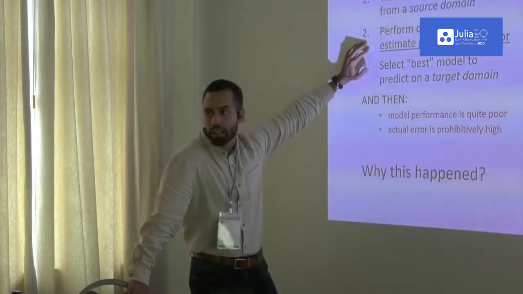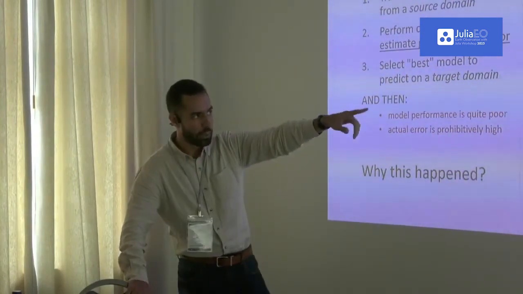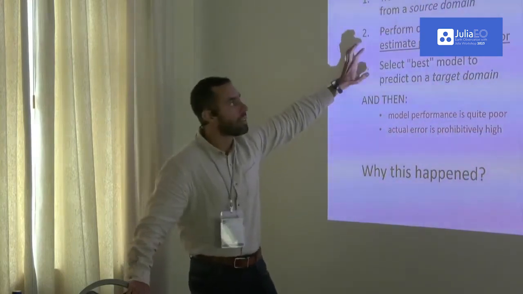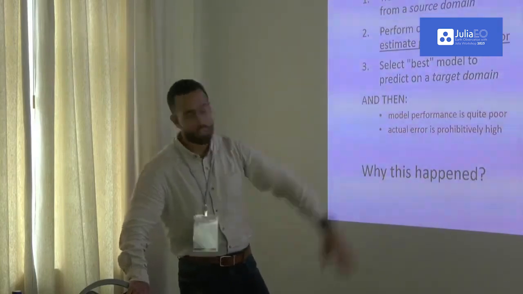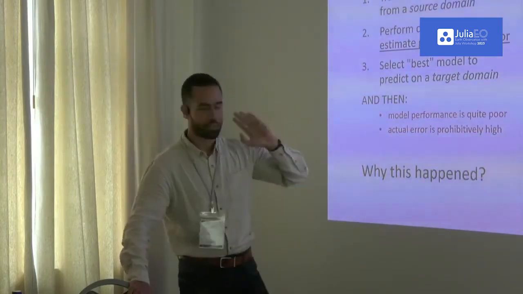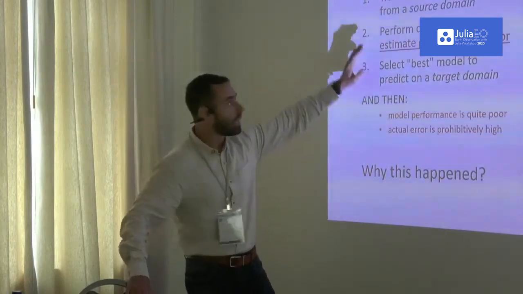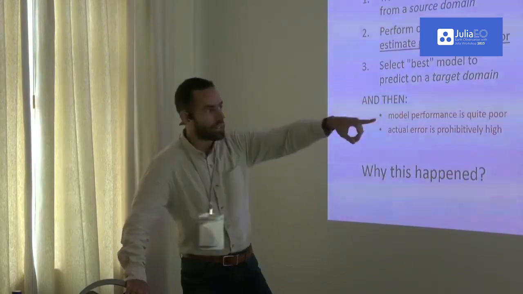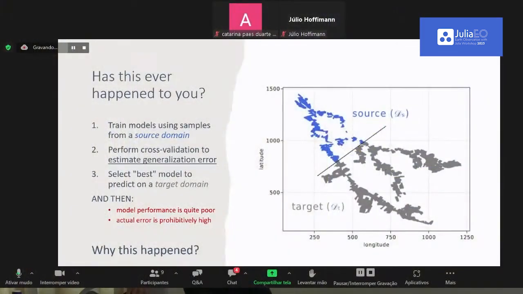The way that we usually rank models is by cross-validation, because you don't have access to labels in the target. So you run a cross-validation procedure in the blue area, and then you say, okay, according to cross-validation, my best model is model 1, whatever, model 2. You create this selection, you rank the models, and then you apply the model in the target, D sub T, and you realize that there's a big surprise. Your model performance is actually quite poor in the target, and the actual error is prohibitively high. So why does this happen?